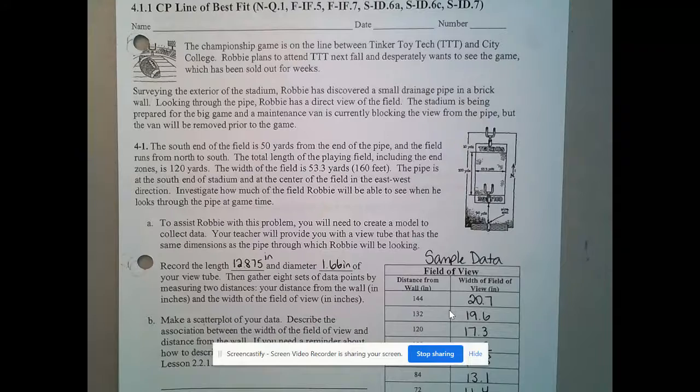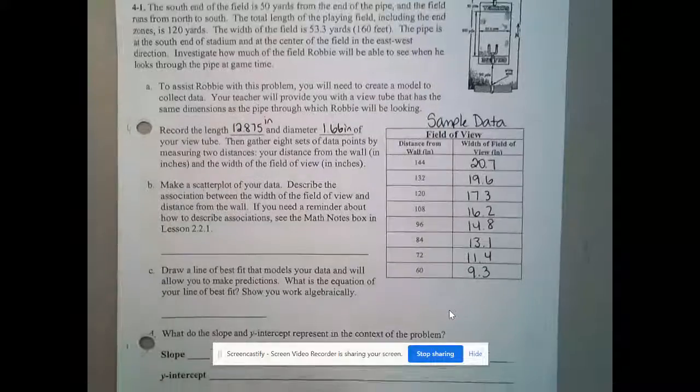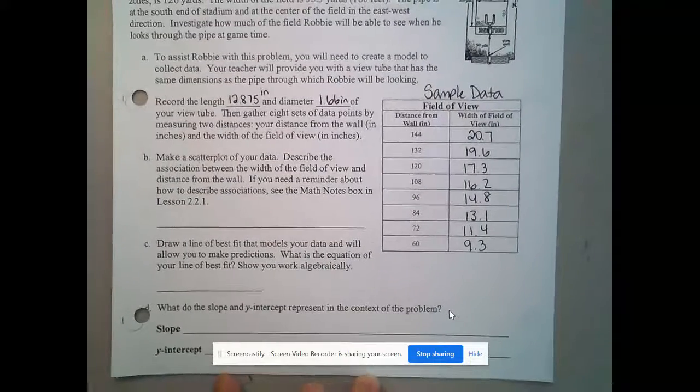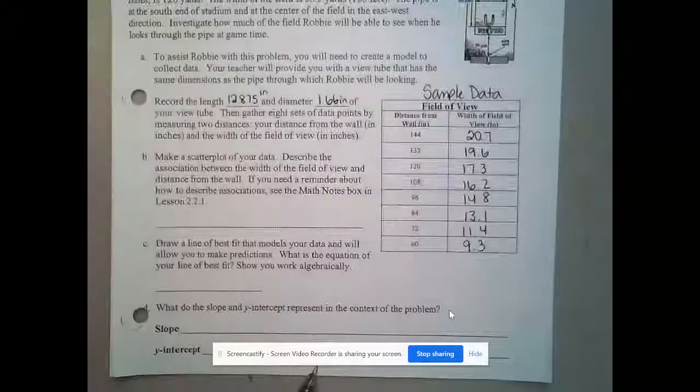It says record the length and diameter of your view tube. And so I had a paper towel tube that was 12.875 inches with a diameter of 1.66 inches. And gather 8 sets of data by measuring 2 distances, your distance from the wall and your width of field of view. So what I had here is a set of data that we had collected in a previous year.